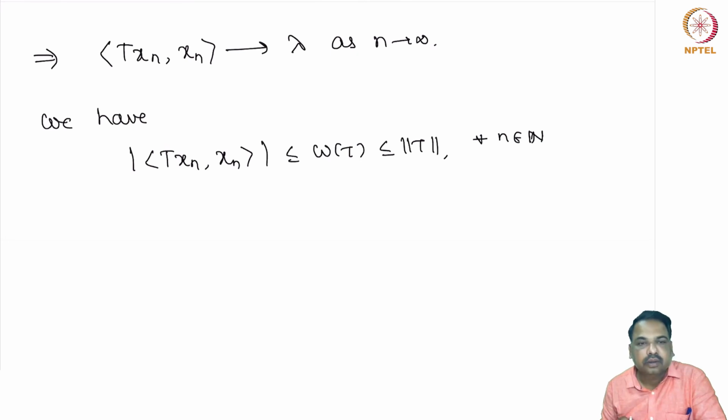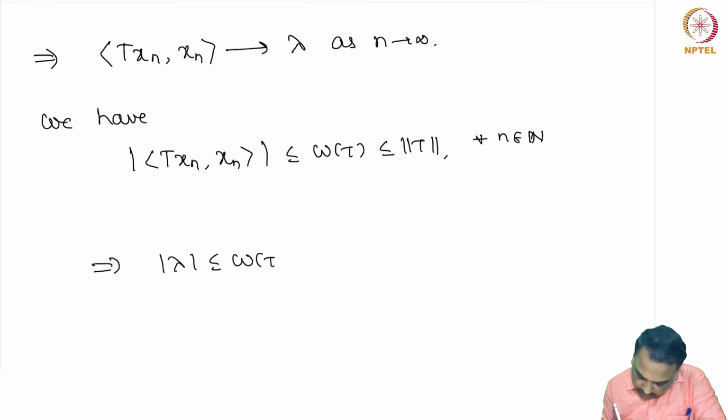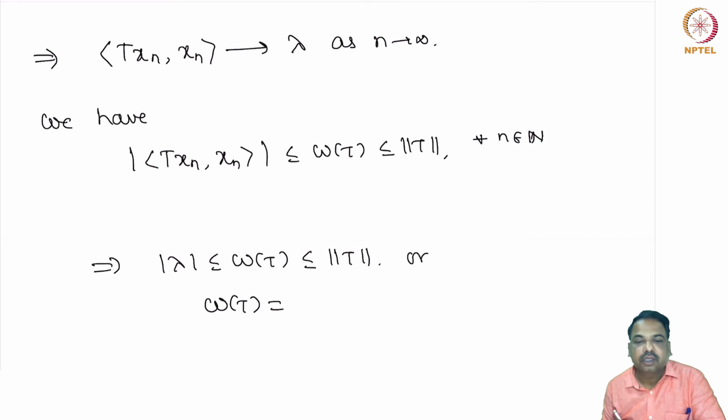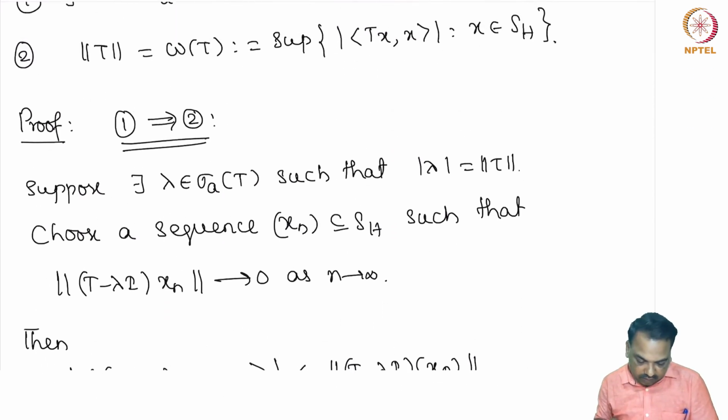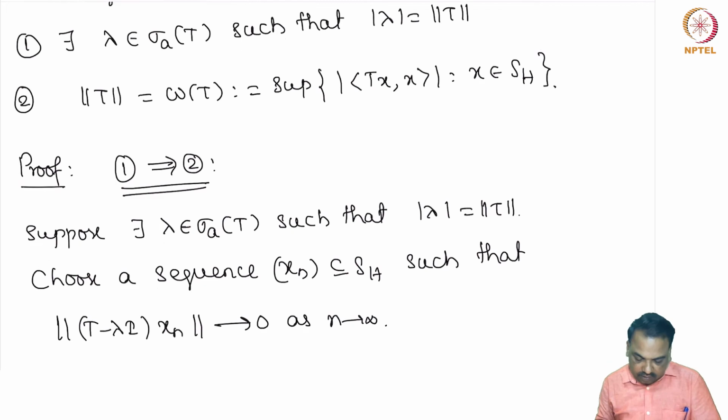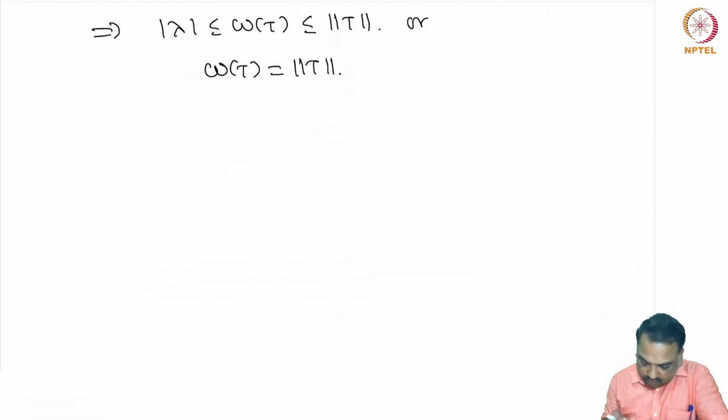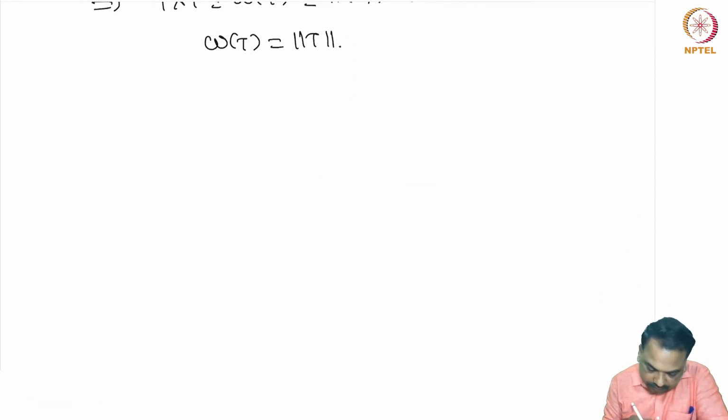So now we know that as inner product ⟨Txn, xn⟩ goes to lambda, the modulus goes to modulus of lambda. So this implies mod lambda is less than or equal to the numerical radius of T, which is less than or equal to norm T, or we can say that numerical radius of T is exactly the norm of the operator. Okay, this proves the fact that 1 implies 2. To prove the fact 2 implies 1, let us look at the other way.